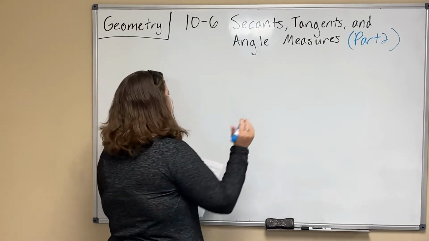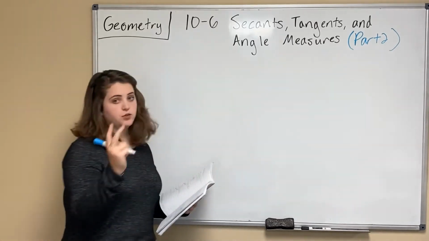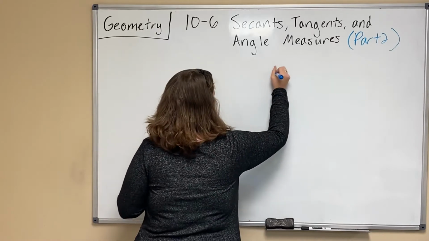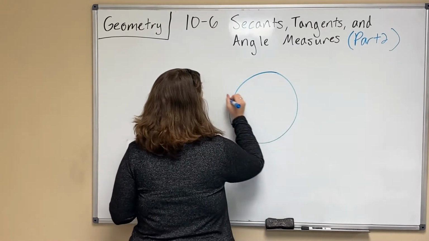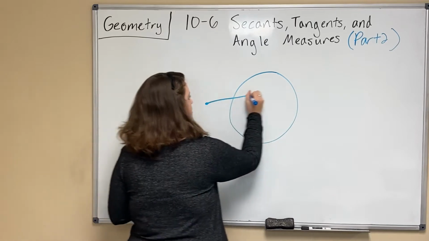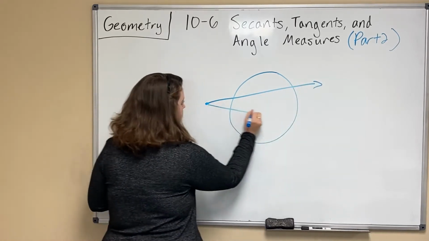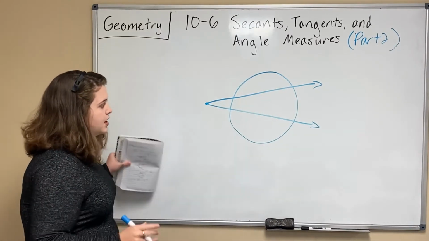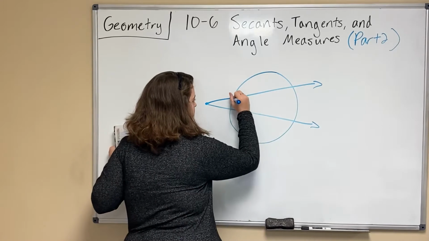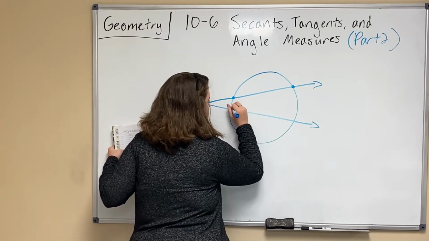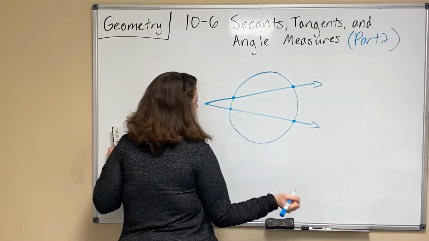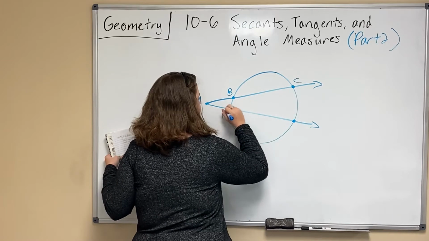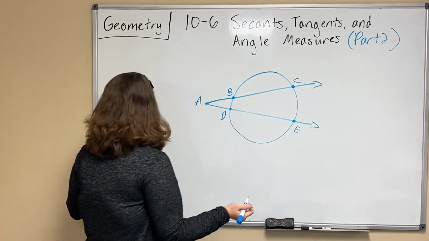So, first things first, we're going to look at what happens when we have two secants and they're intersecting outside of a circle. So let me draw our circle. Here's our external point. One secant, two secants. Okay. Now what you'll notice is that we have 4 intersecting points on our circle. And I'm going to label them A, B, C, D, E.